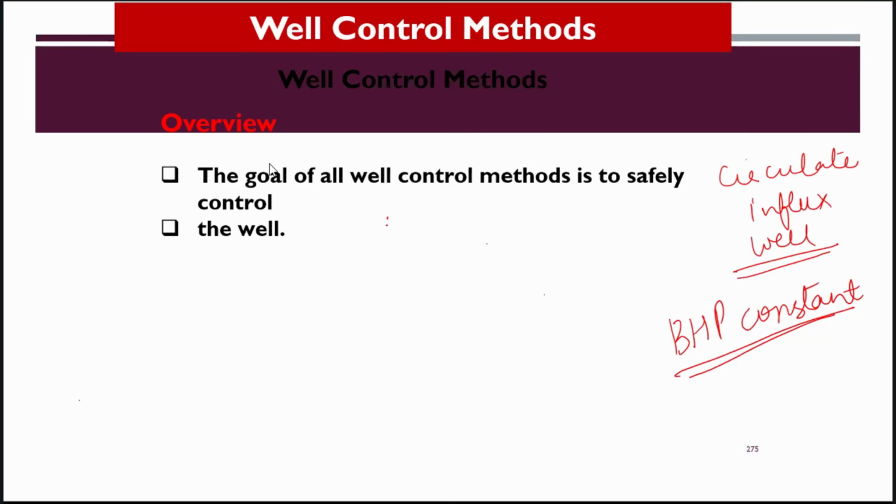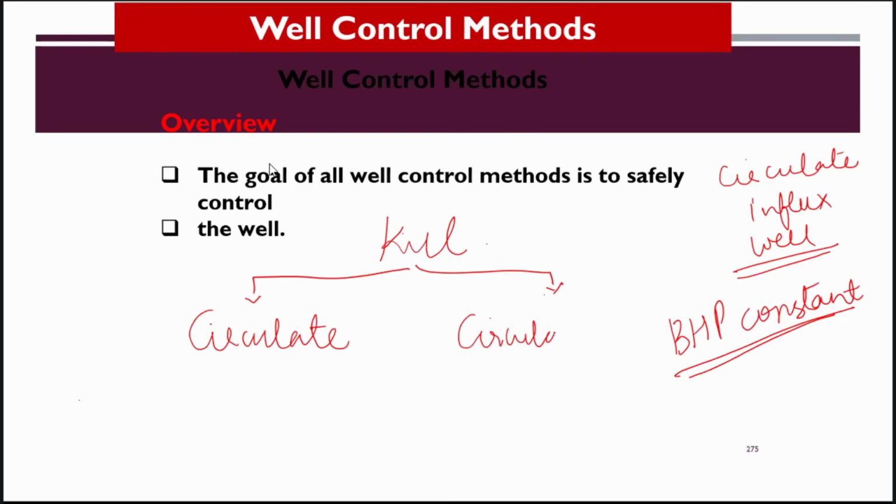So we can kill the well in two ways. One is by circulating. If you can circulate through the drill string, it is called circulating method. But due to some reason, if you cannot circulate, there is a non-circulating method also. In which situation can you not circulate? Suppose your bit is plugged, so you are unable to circulate, or there is any problem with the drill string, you cannot circulate through the drill string, then you can use non-circulating method.